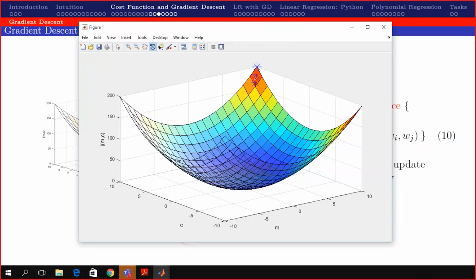You can see the steps are coming. These blue stars. So this is how the algorithm is moving to find the minimum value.